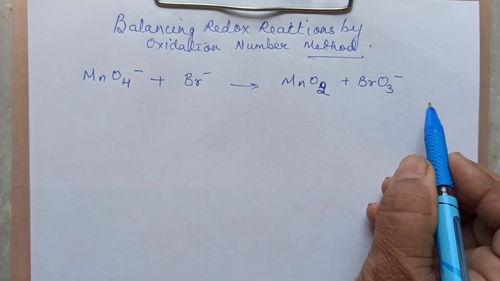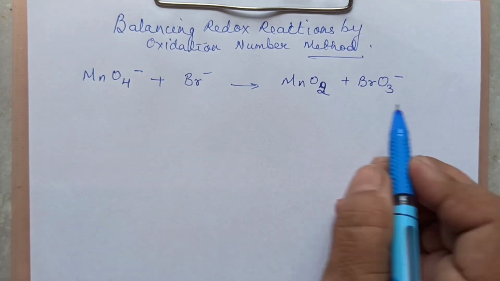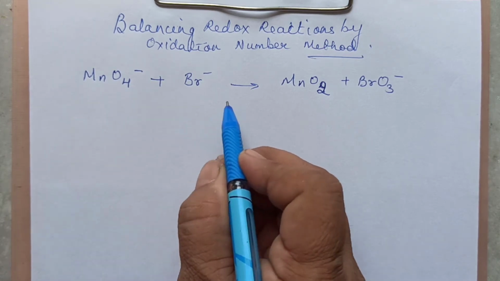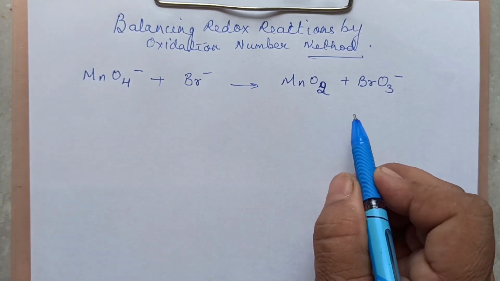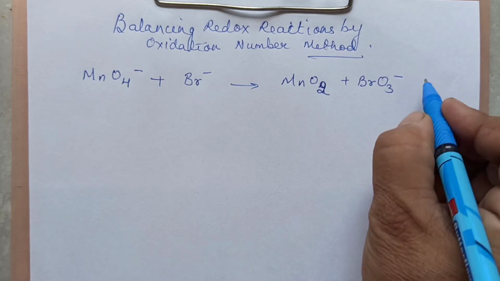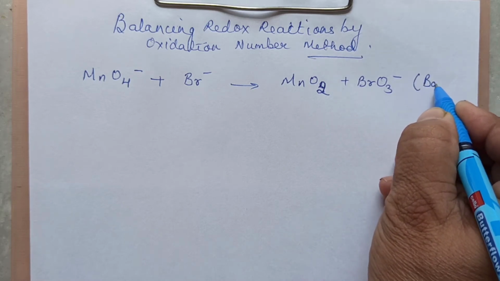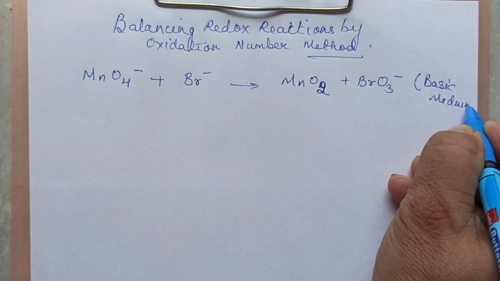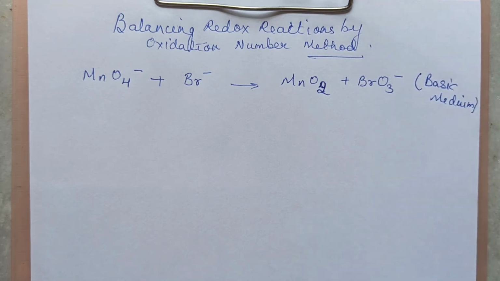So I'll be specifying the mediums when I'm taking the equation. Say this is the equation, children: MnO4 minus plus Br minus forms MnO2 plus BrO3 minus, and it is given that this equation is to be balanced in basic medium. This is occurring in basic medium. So few steps are same, but there'll be slight variation. Depending upon what method they are asking in the question, you will use that.